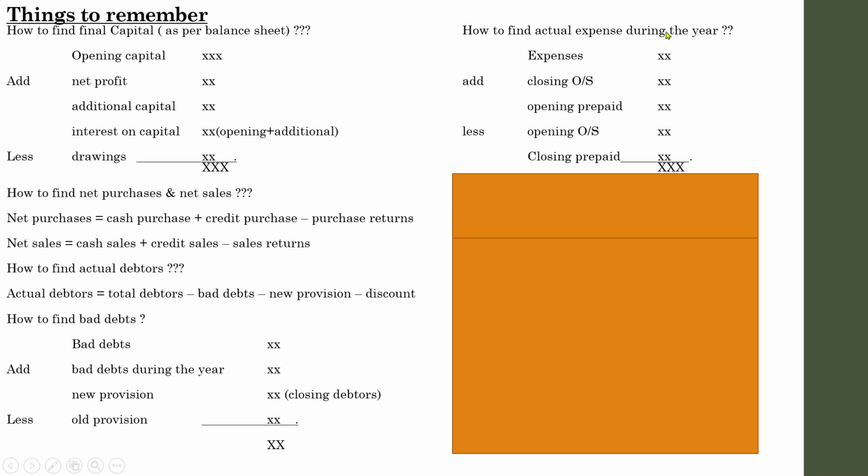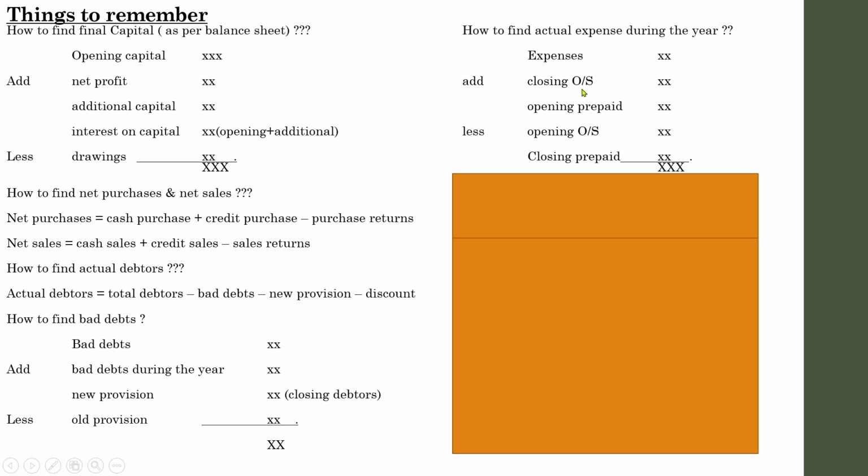How to find actual expenses? In the questions, expenses will be given. Apart from that, in the adjustments, there are certain items. There will be closing outstanding and opening outstanding. In other cases, it will be opening prepaid or closing prepaid. So before we go into opening and closing, let us familiarize ourselves. We don't use abbreviations like this. For the time being, I am using them only here. Please kindly avoid abbreviations in examinations. Expand these: closing outstanding, opening outstanding.